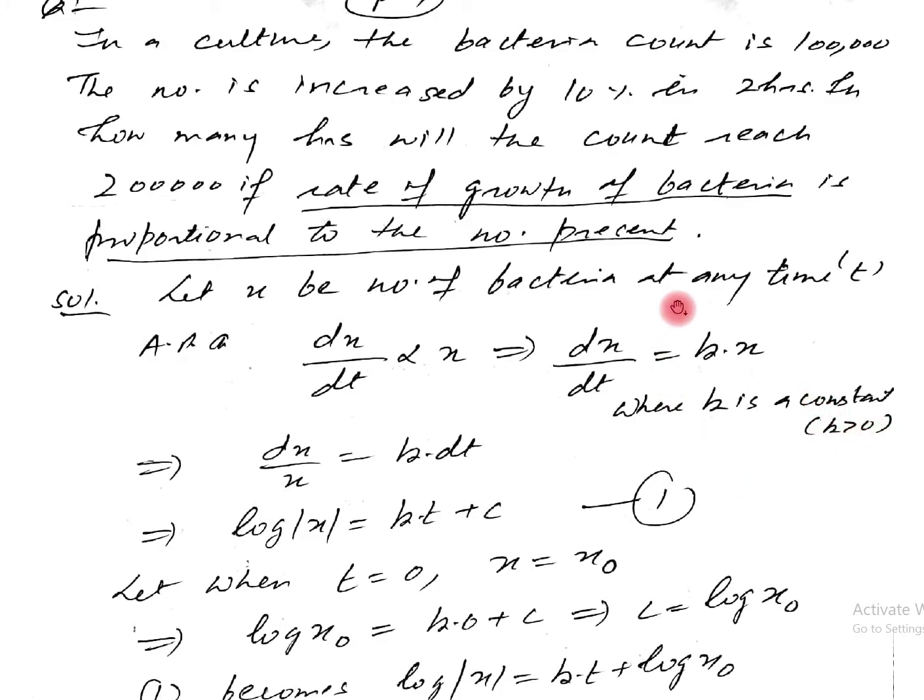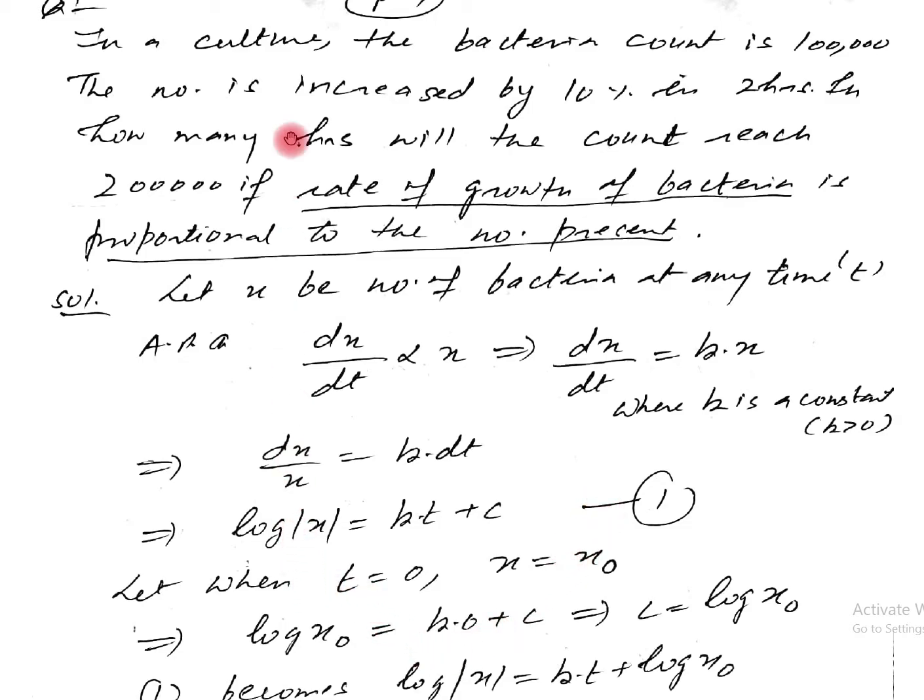Now again separating the variables and integrating both sides, we are getting log of x equal to k into t plus c. Because x is positive, the number of bacteria is positive, we can simply write log x equal to k into t plus c. Now it is mentioned when t equal to 0.